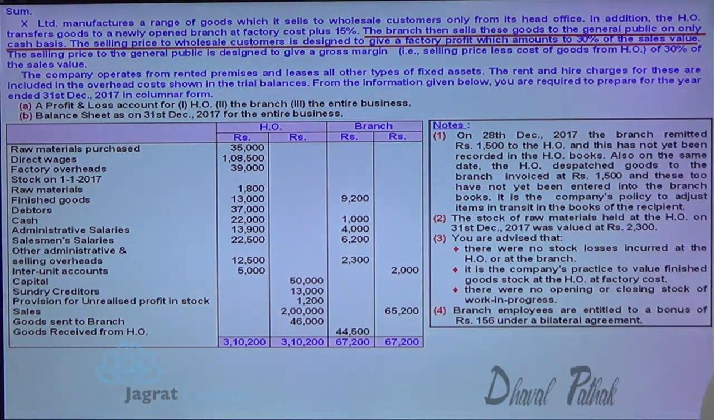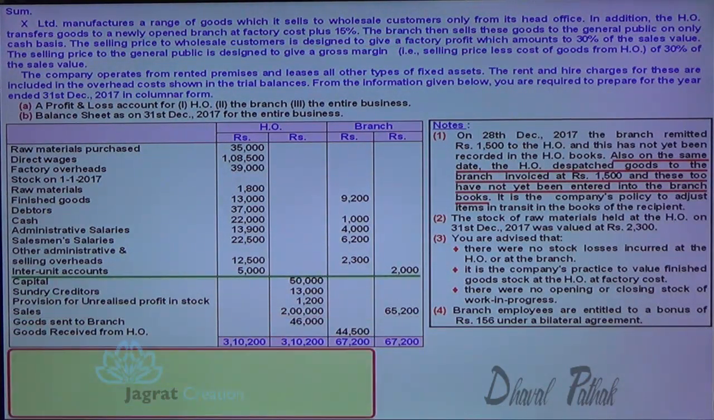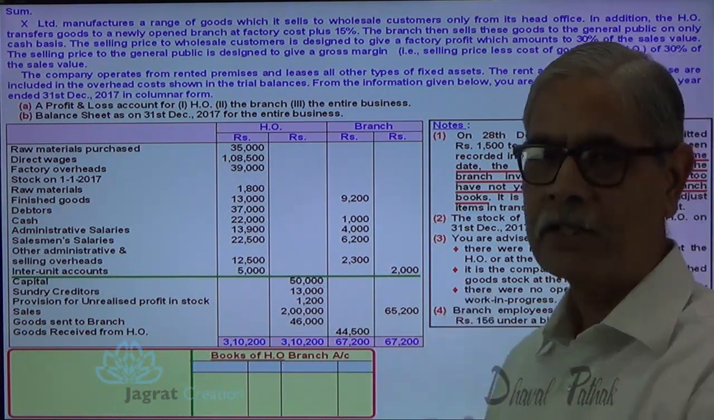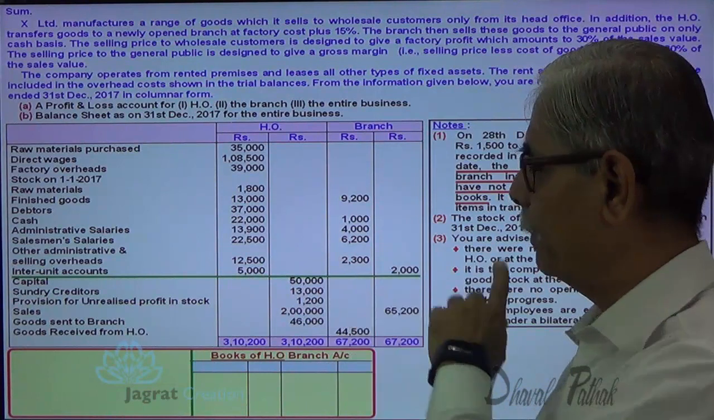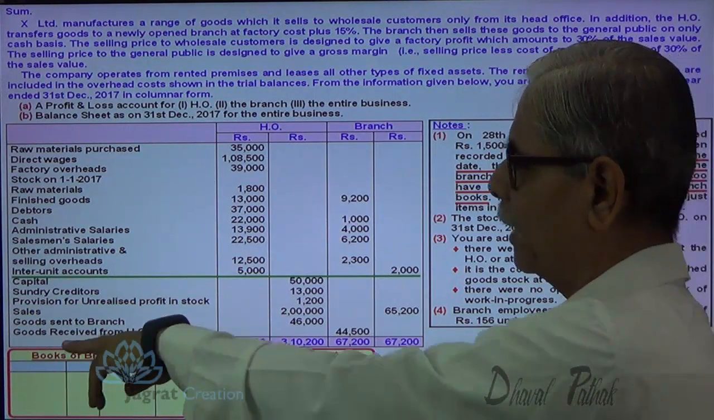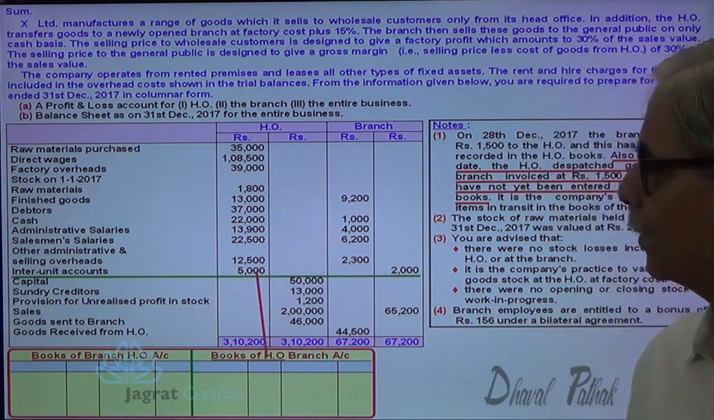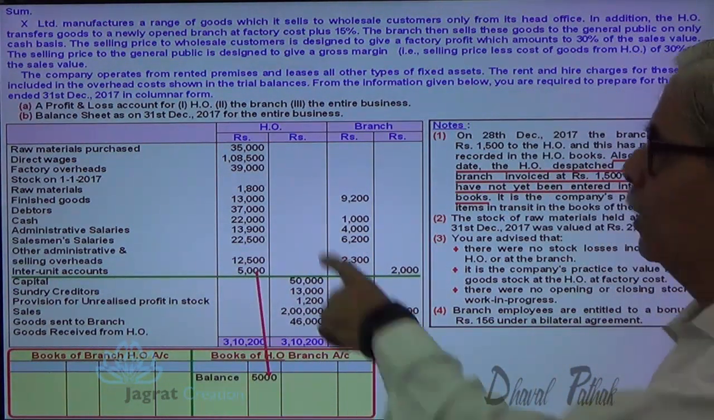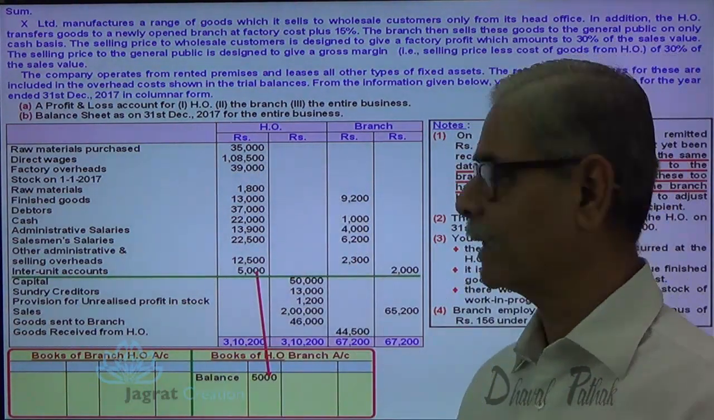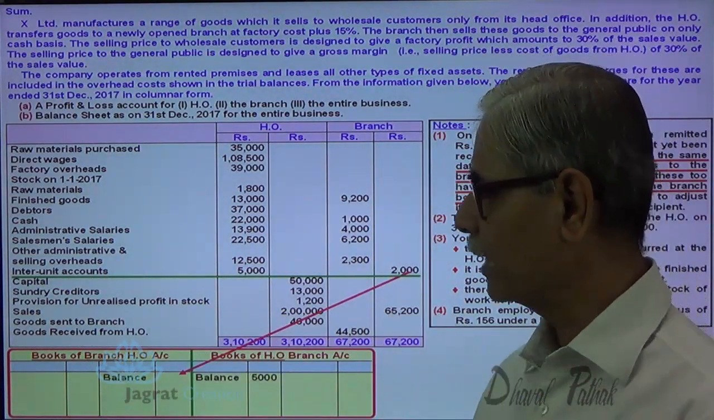Now let me reconcile these two in light of the goods in transit and cash in transit adjustment. For that, let me prepare books of HO branch account. So branch account debit, and here I prepare books of branch HO account. So this 5,000 is the debit balance, books of HO branch account, branch debit balance 5,000, books of branch HO account 2,000 credit balance.